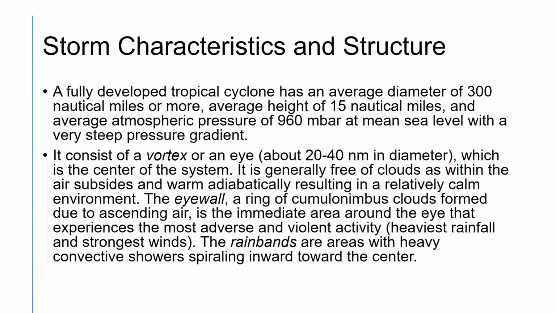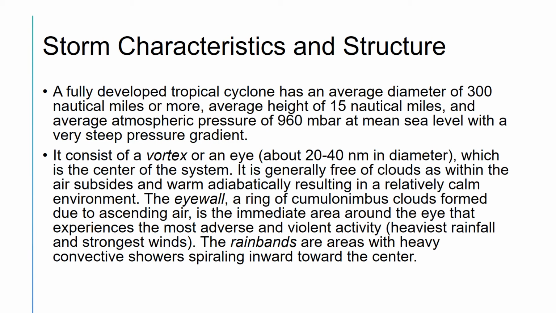Then, storm characteristics and structures. A fully developed tropical cyclone has an average diameter of 300 nautical miles or more, average height of 15 nautical miles, and average atmospheric pressure of 960 millibars at mean sea level with a very steep pressure gradient.